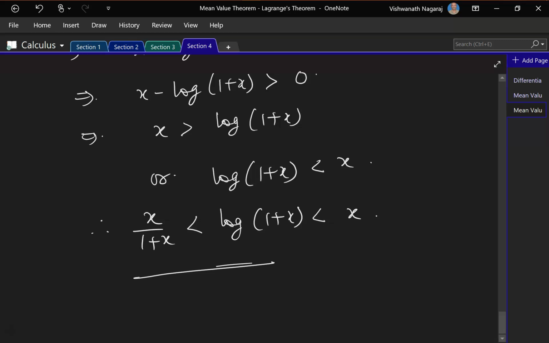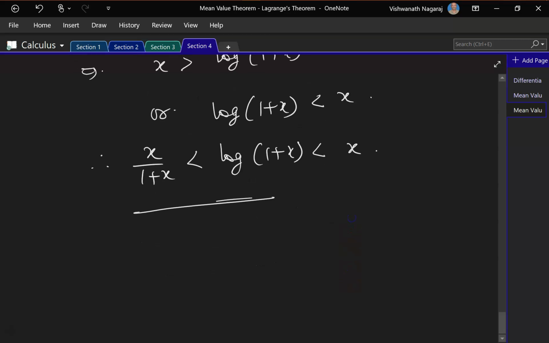So as you can see, really great theorem. Okay, I think that's enough for today.